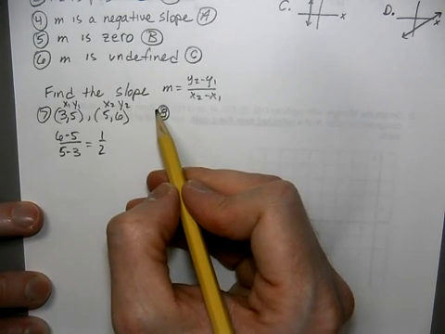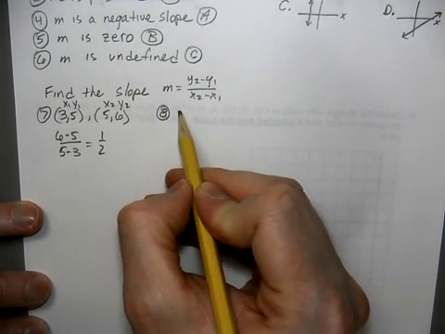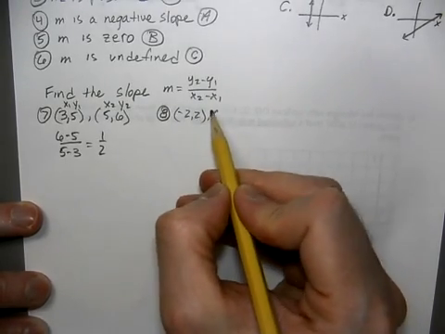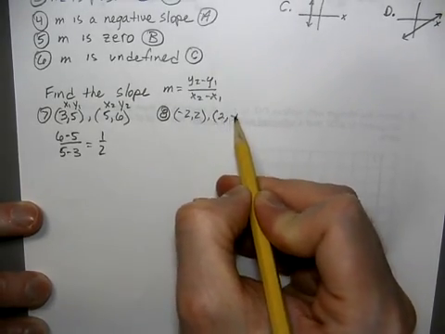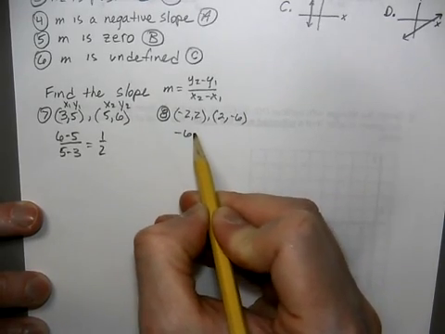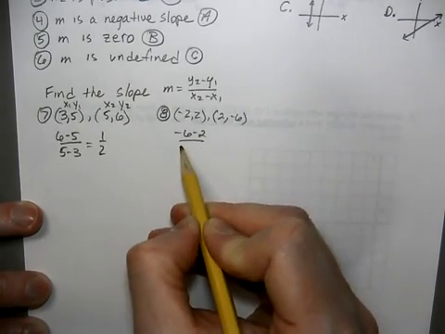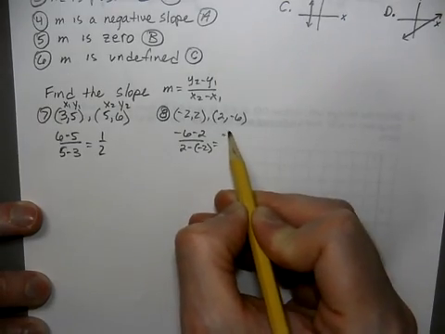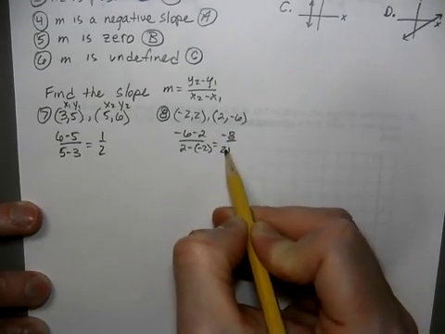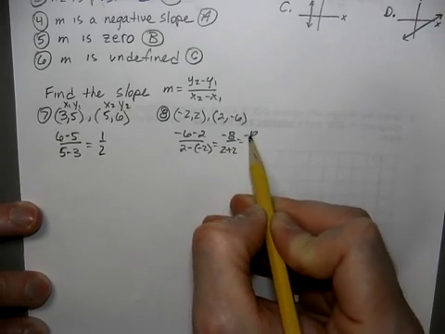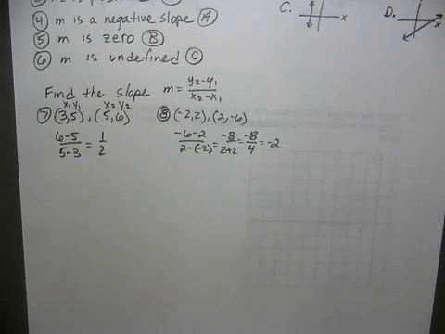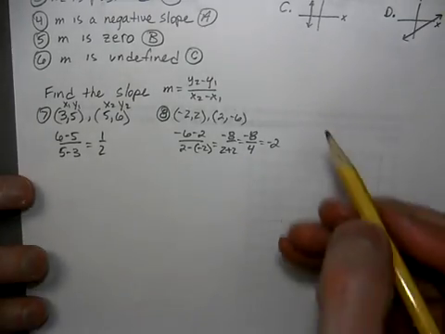For number 8, we get negative 6 minus 2 over 2 minus a negative 2. That gives us negative 8 over 2 plus 2. That gives us a slope of negative 2.